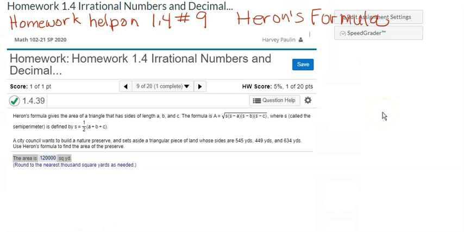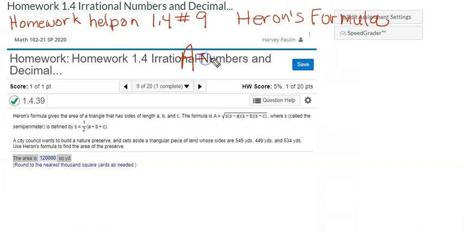All right, this is a homework help on lesson 1.4, example number 9, which is Heron's formula. Again, this is kind of a little tricky because you have to be careful how you put these values under the radical sign. So here is Heron's formula, which I'll write over here, nice and big.